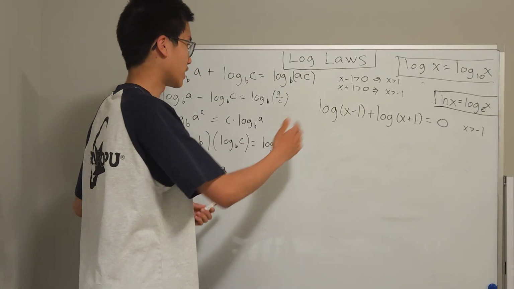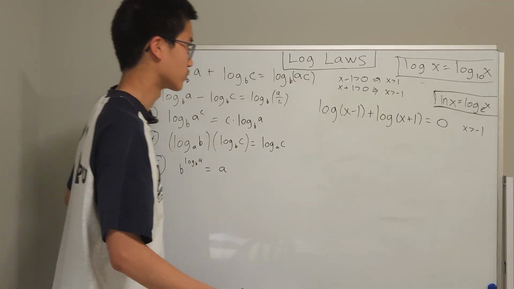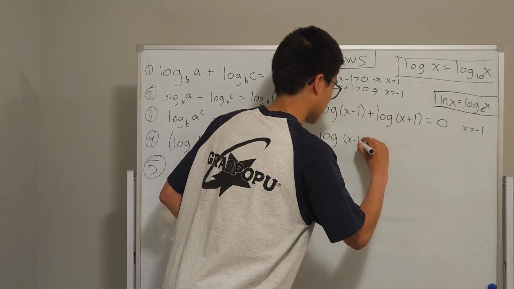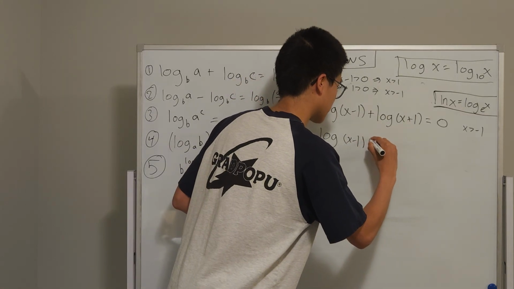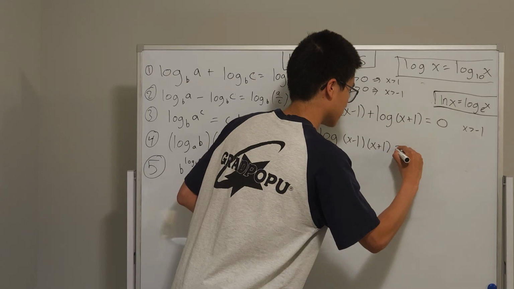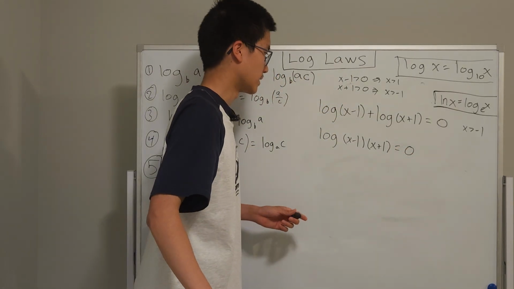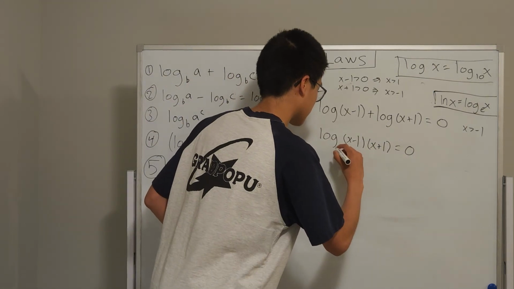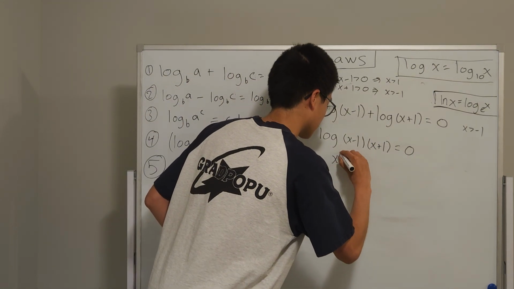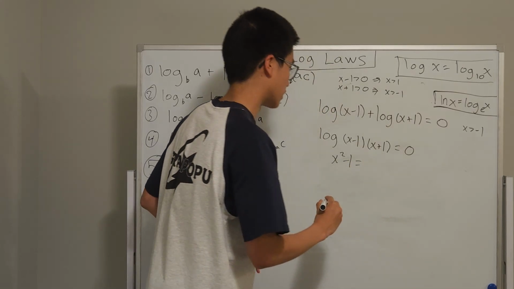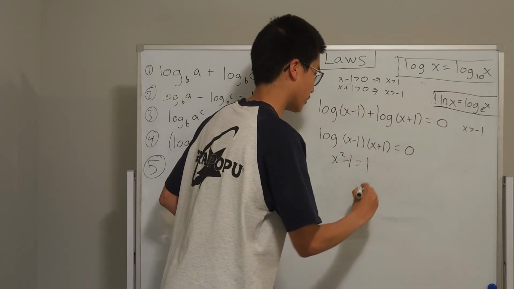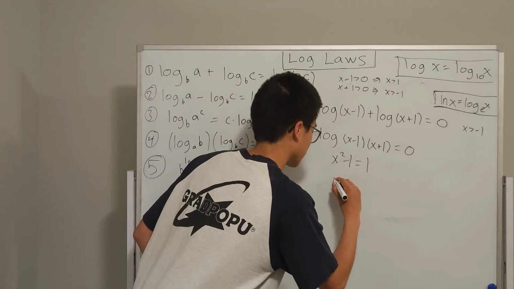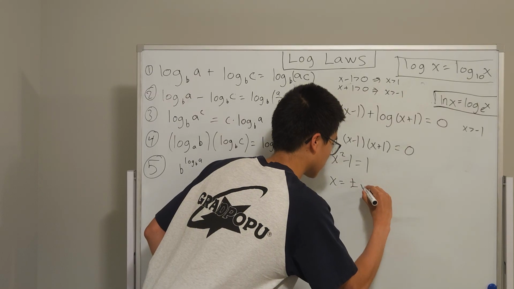So we have this, and we can apply our product rule. So we have log base 10 of x minus 1 times x plus 1 equals 0. Writing this in exponential form, we see that this once again helps us. We can expand this using difference of squares. x squared minus 1 equals, we see that this will equal 1 because 10 to 0 equals 1. After rearranging everything, you get that x equals positive or negative square root of 2.